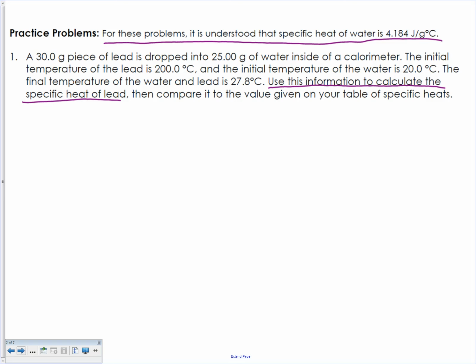So setting up this equation, we get negative MC delta T for the metal equals MC delta T for the water. The thing that's unknown here is C for the metal. That's the C there on the left-hand side of the equation. It's important to keep in mind that the left-hand side of this equation is talking about the metal, and the right-hand side is talking about water. So now we just need to plug in the 5 other things that we know. So really it's negative, and then the mass of the lead, you can see, is 30.0.